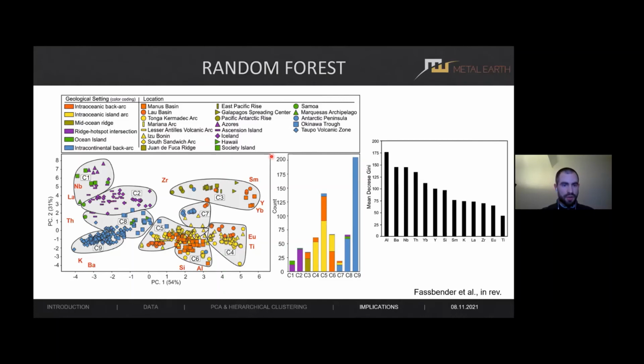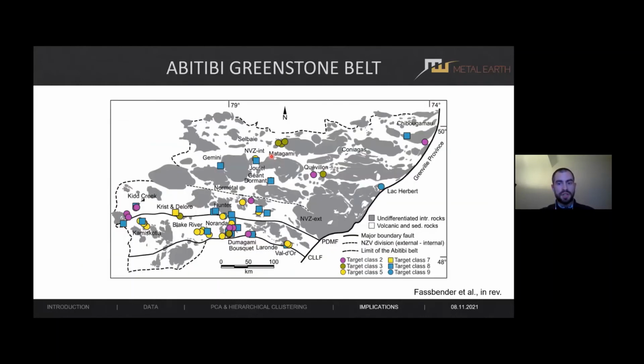So since we have this classifier, we applied it for some samples in the Abitibi greenstone belt. And that confirms a number of similarities that we just saw before, like Matagami, for example, which belongs here to target class 3. Target class 3 is this mid-ocean ridge-like cluster. And here we have Kidd Creek, which has been identified as target class 2. Target class 2 contained many of the ridge hotspot sections, so samples from Iceland and Blake River and Noranda, which have much more diverse geochemical signatures, but many of them are associated with target class 5, which is a cluster that we see in the Manus Basin all the time.